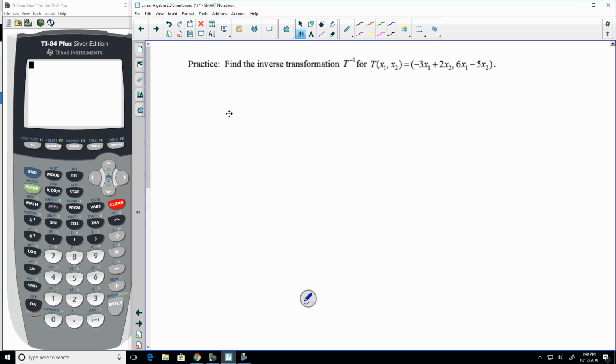So why don't you try this one yourself? See if you can find the inverse transformation. I'll give you a few minutes and then I'll do it.